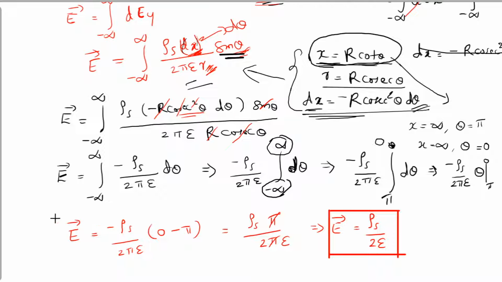Okay, so this is interesting. So look at this equation. What do you infer from this equation? Electric field intensity due to a sheet of charge directly depends upon the charge density of the sheet and inversely depends upon 2 times the permittivity of the medium. That's it. It does not depend upon distance.